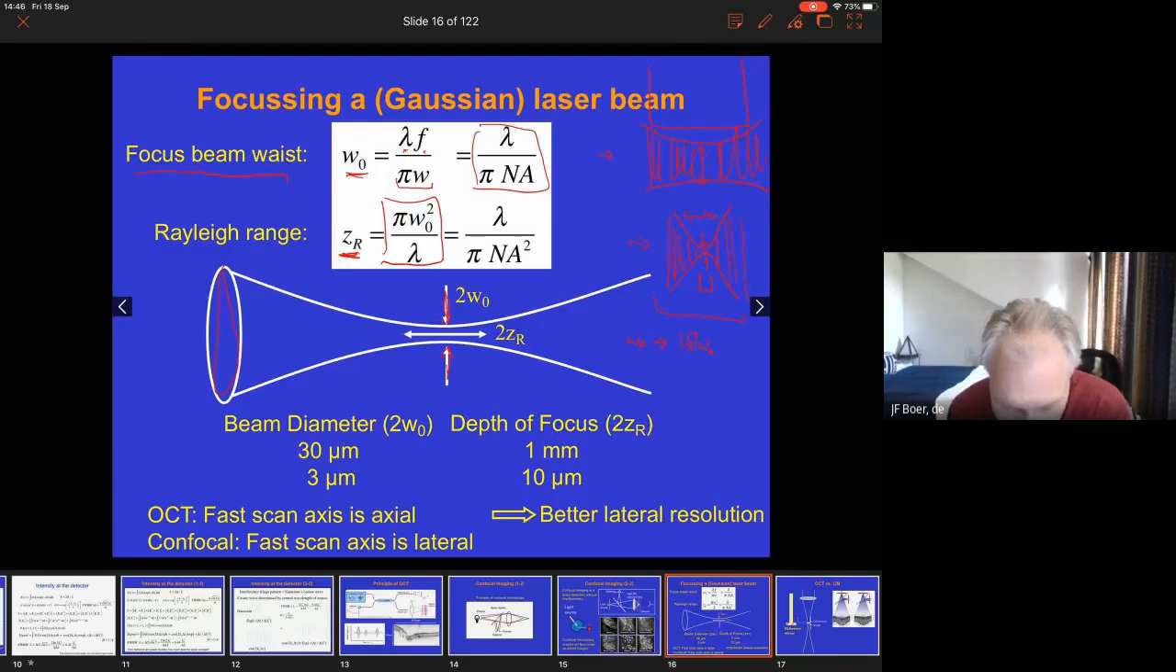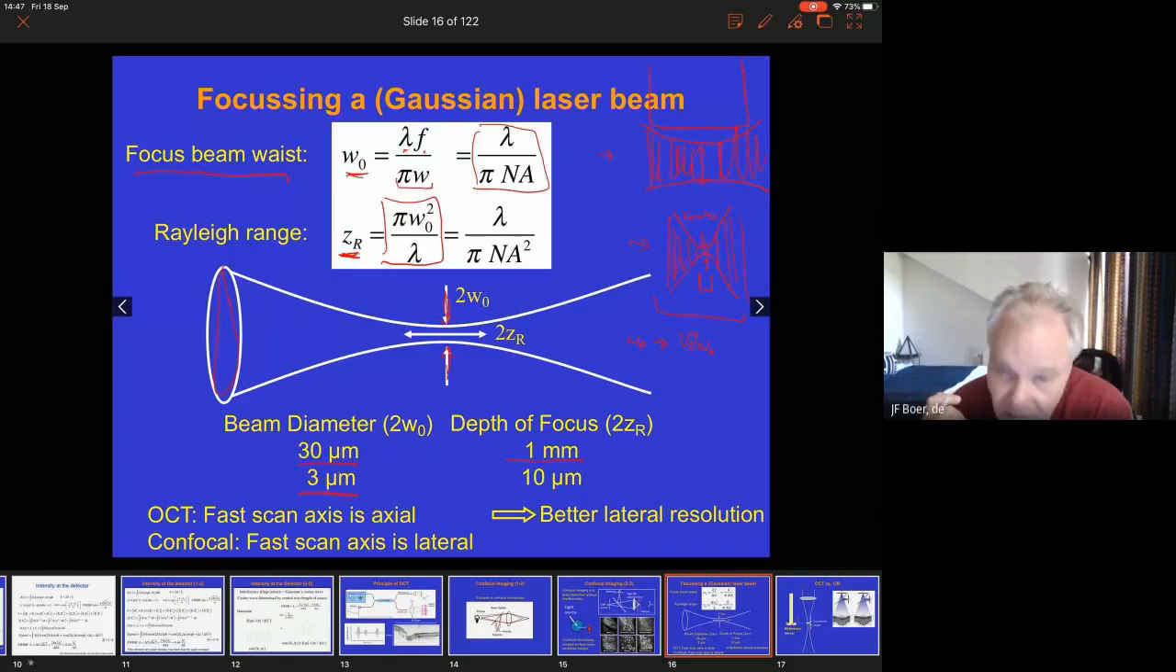And so let's take a look at some practical numbers for this. For, let's say, a beam diameter of 30 microns and a beam diameter of 3 microns. So for 30 microns beam diameter, we get a depth of focus of about 1 millimeter. That means that over a length of 1 millimeter, the diameter increases from 30 micron to 30 micron times square root of 2. If you look at the beam of 3 micron, then that depth of focus is only 10 micron.